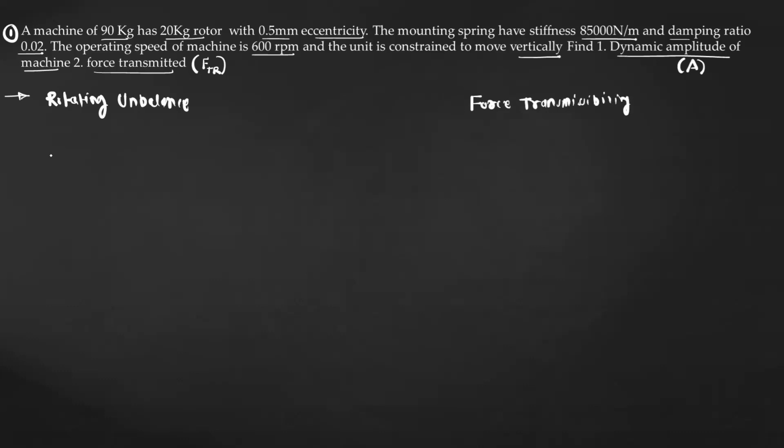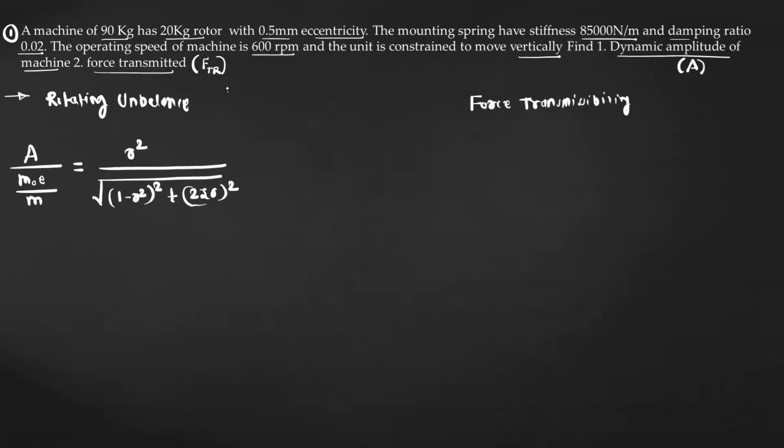So for the rotating unbalance, we have the equation A upon m0e upon m, and this is equal to r square upon square root of [1 minus r square] whole square plus [2 zeta r] whole square. Okay, where r is the frequency ratio, that is external frequency upon the natural frequency of the machine, omega upon omega n.